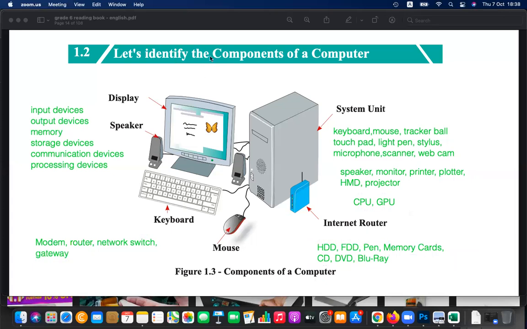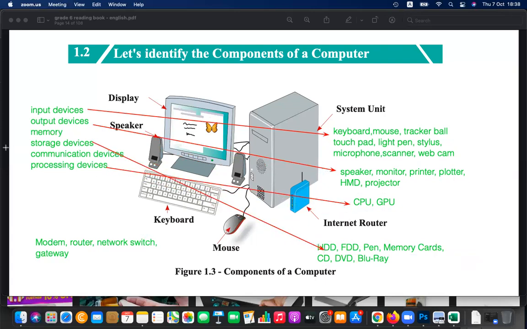If you don't know, please take this down. But I hope you know all these things, right? This is basics. You should know these input devices, output devices, processing devices, storage devices, and communication devices too. Memory, what are the memory components? You have random access memory, RAM, and read-only memory, ROM. These are the components inside the computer system.